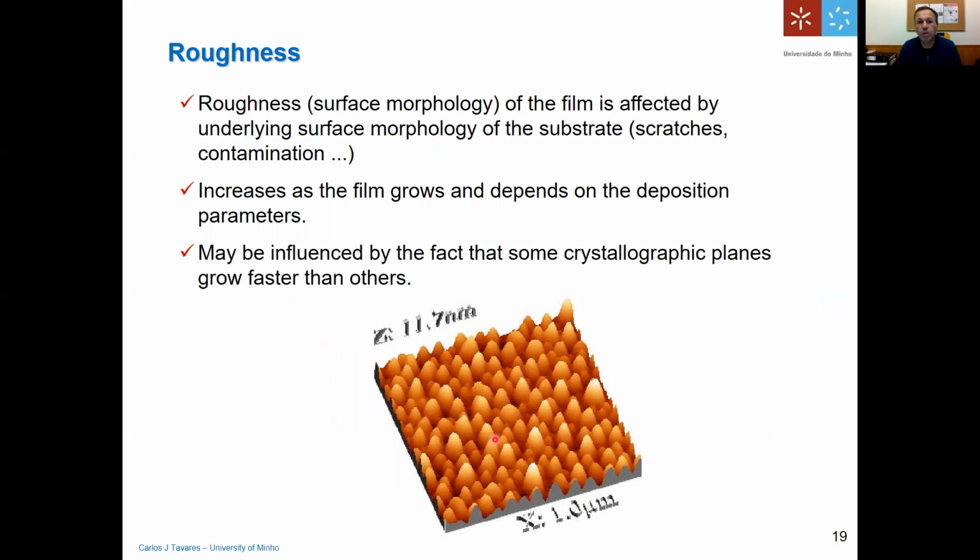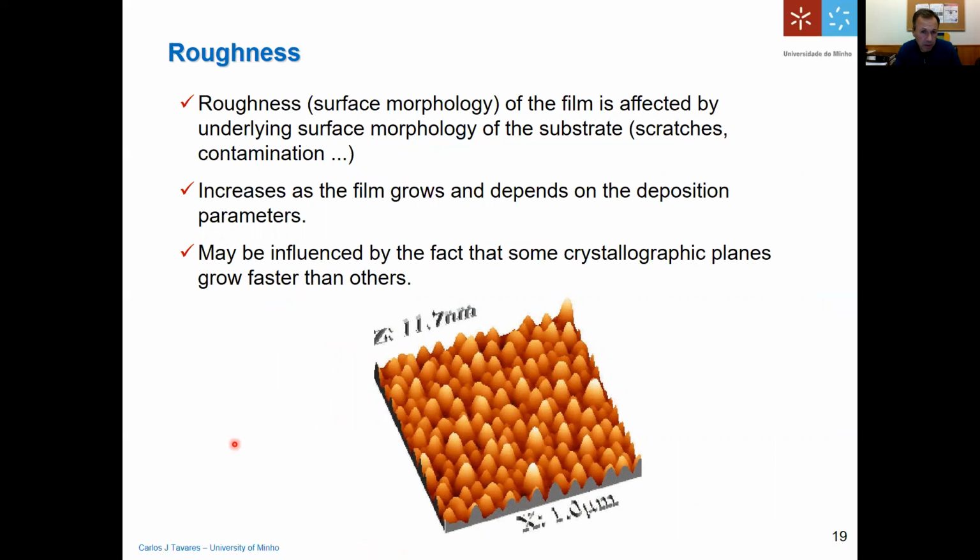So roughness is really important. Before making the deposition, you should know your substrate very well. It's important, for example, to use AFM, atomic force microscopy, as in this case, to check the morphology of your surface. Because the roughness of the film is affected by the underlying surface morphology of the substrate, like scratches, contamination. Like I said, this initial roughness of your substrate can also be replicated in your film. And as the film grows, the more replicated it is, and so you will have a wavier film if you already have a wavier substrate.